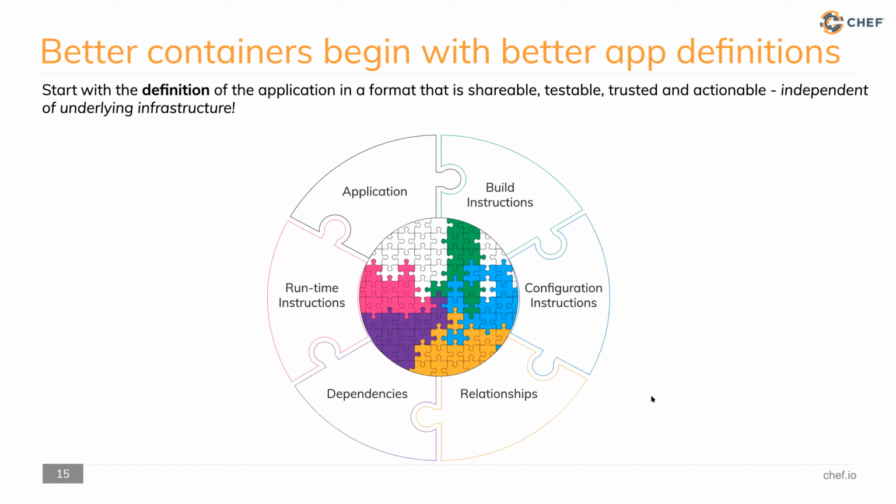So first, we're going to start by defining the application. Now, what that means is to take all the build instructions, the configuration, how the application is installed, how you execute it, how you restart it if there's an update, all of its dependencies, which are the big part here in a container, right? And then all the relationships with other running services, like databases, for example, that you need to interact with. All of that needs to be put into a format that can be shared, that we trust, that is testable.